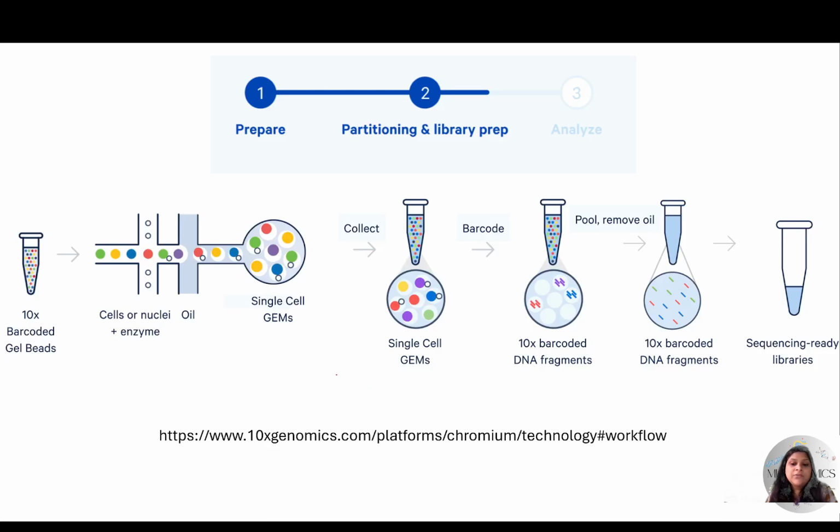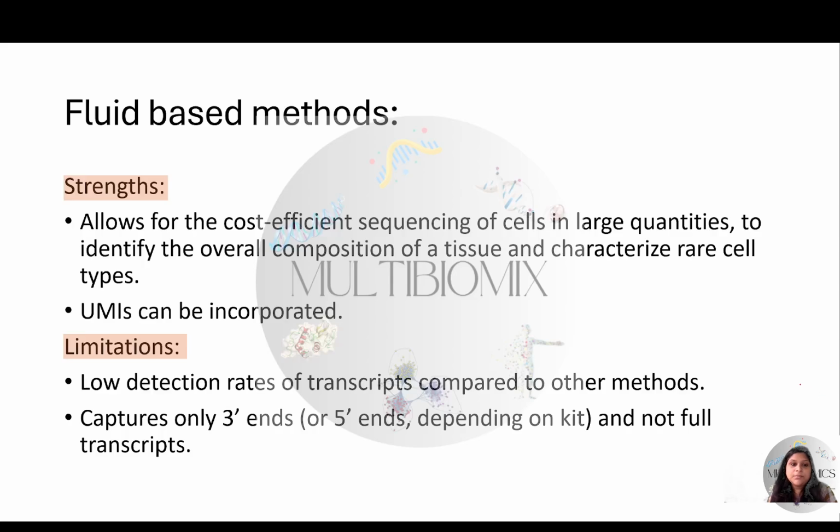And this is the workflow that I've already told you. So many different populations of cells are present. And here different cells are enclosed in the gem bead, and we are collecting them, and then we are attaching the barcode. Then we remove the oil, and then we get sequencing-ready libraries, and we put them into a sequencer.